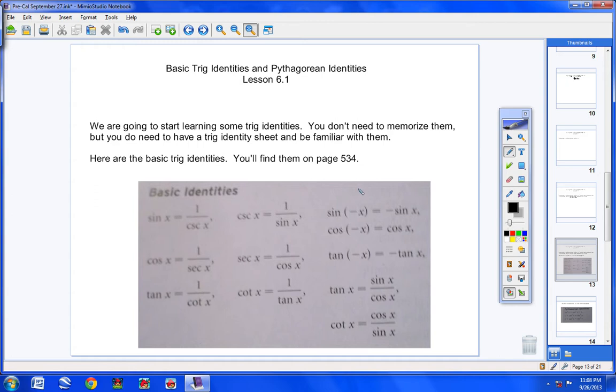So these are trig identities you really need to be familiar with, and they need to be entered on your official trig identity sheet piece of paper.